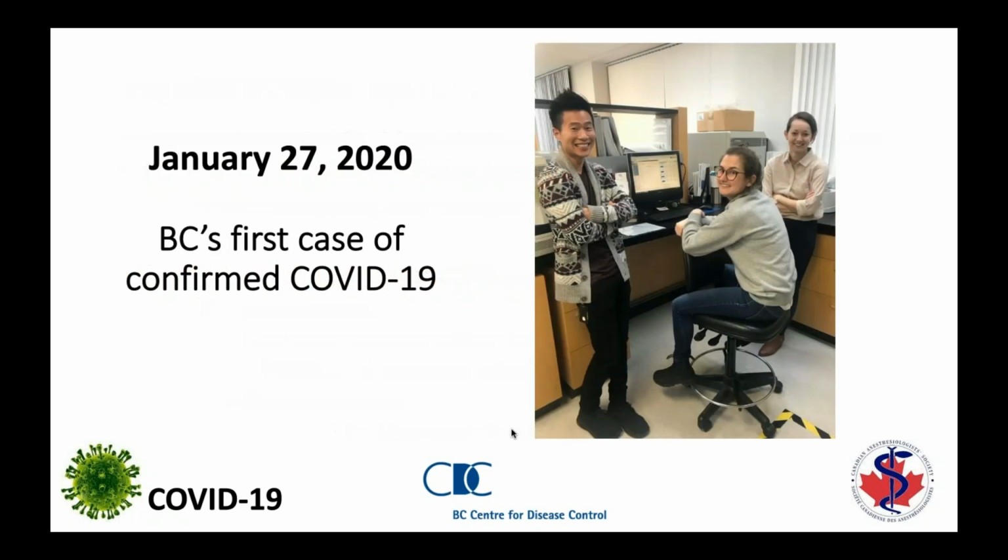So this was a photograph taken on January 27th of our technologists, our core R&D team, who had developed the assay, done all the analytical testing, and ran and detected the first positive. So this is looking at the screen there, the PCR curve, which you probably can't see with this resolution, the PCR curve showing the first positive COVID case in BC.